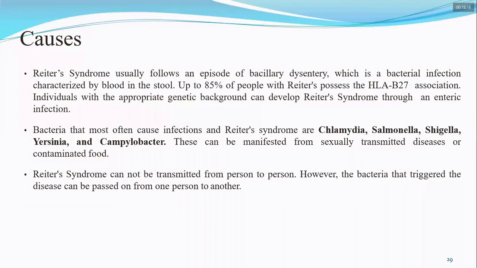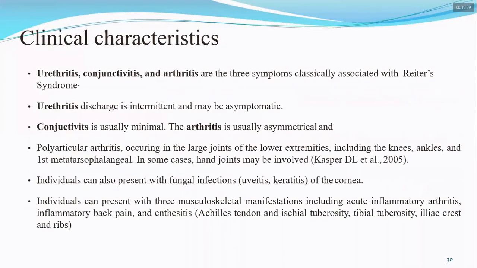Okay, Reiter syndrome. This can be manifested from a sexually transmitted disease or contaminated food. Reiter syndrome cannot be transmitted from person to person. However, the bacteria that trigger it can be passed from one person to another. Now coming to the clinical triad. These are the clinical characteristics, and the clinical triad is urethritis, conjunctivitis, and arthritis. This is the main triad of reactive arthritis.